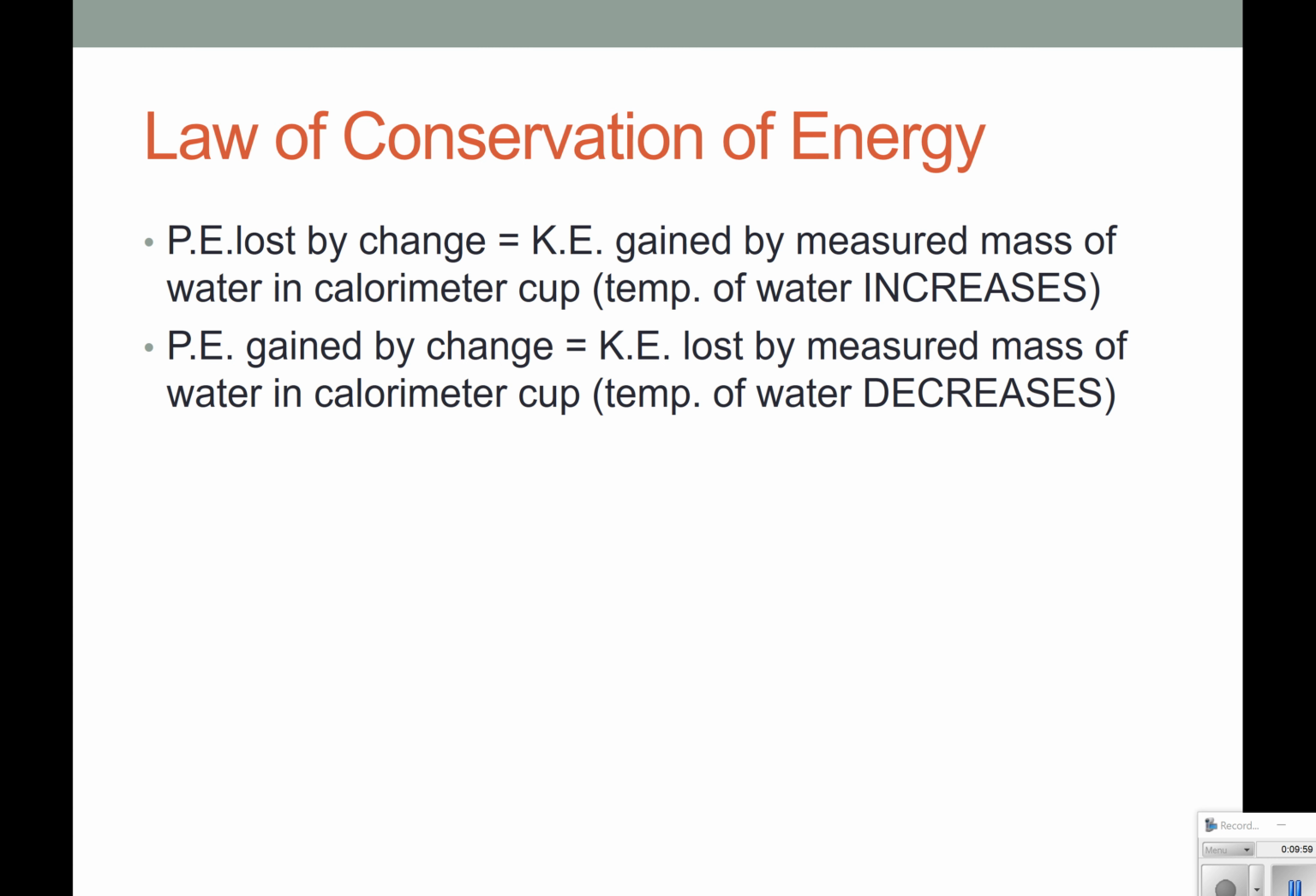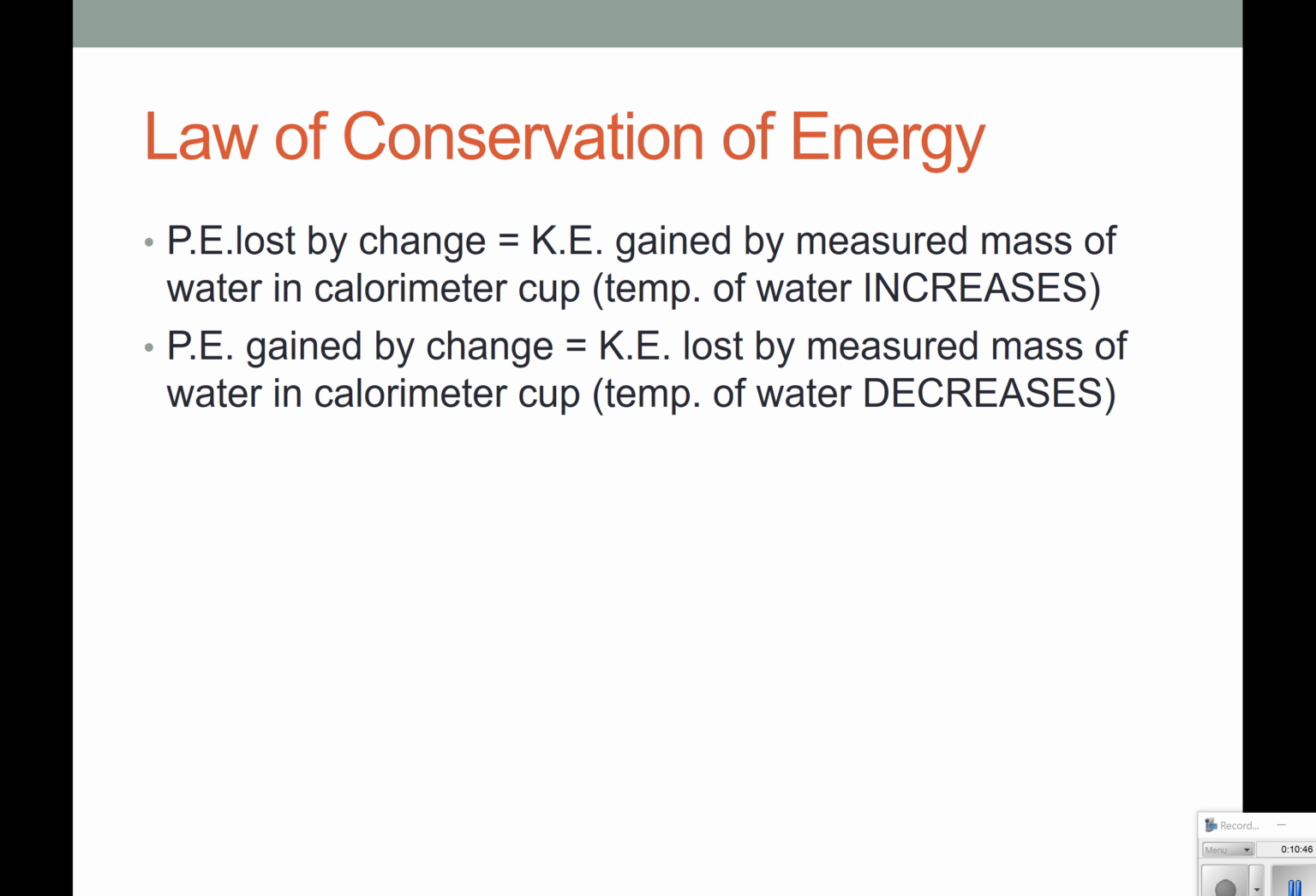Now, the law of conservation of energy says that any potential energy that's lost by a change, whether physical or chemical, has to equal the kinetic energy gained by a measured mass of water in a calorimeter cup. Now, we looked at this briefly in our last lesson, and this is in a perfect environment. This is if we can insulate everything, and again, this is mostly in theory, because it is extremely difficult to insulate something and not lose any energy to the surrounding environment and have it all go from whatever the change is into the amount of water in the calorimeter.